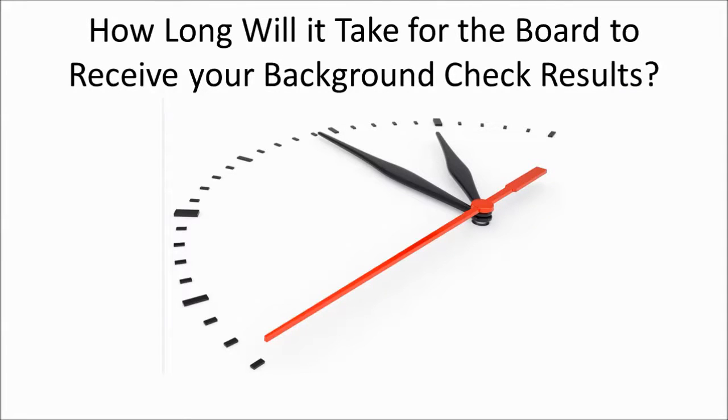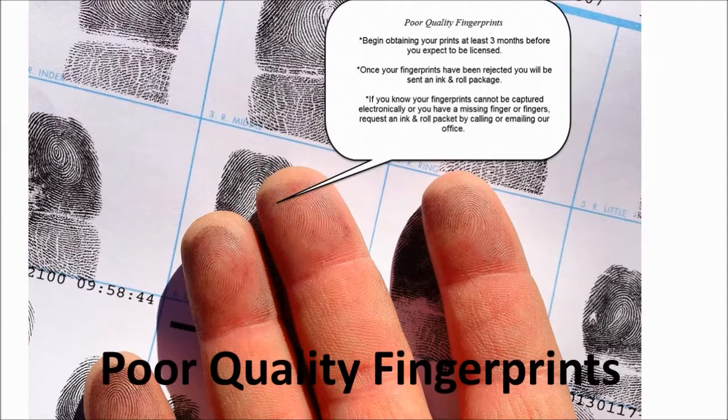How long will it take for the board to receive your background check results? If you have a criminal history, it may take 4 to 6 weeks for us to receive the results of the background checks. If you have no criminal history and the results are sent to us electronically, we may receive the results in 1 to 2 weeks. If you have had issues in the past with a web check location capturing quality fingerprints, you should start the process at least 3 months before you want or expect to be licensed.